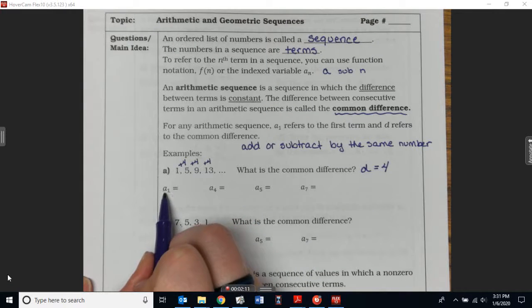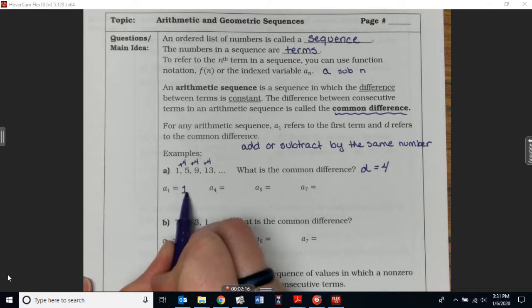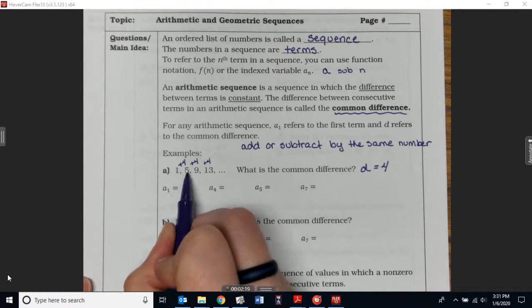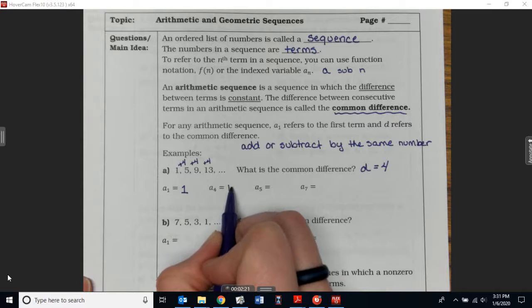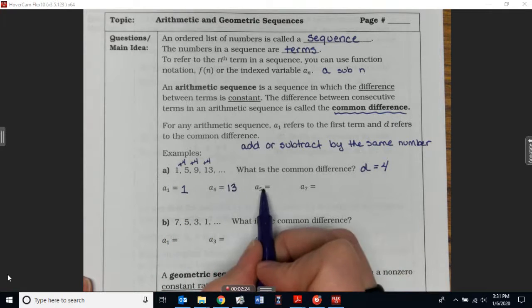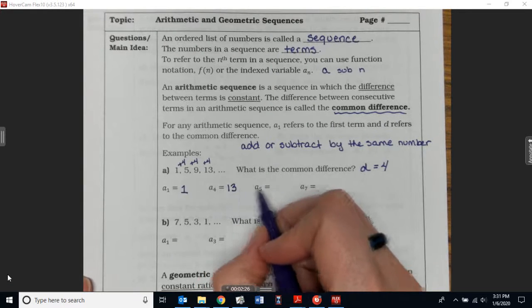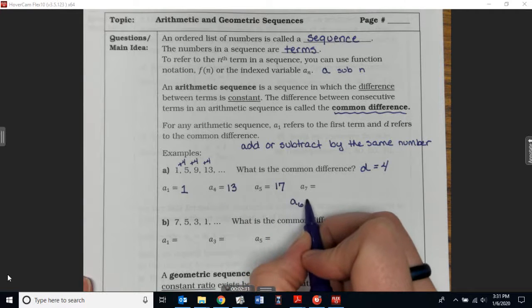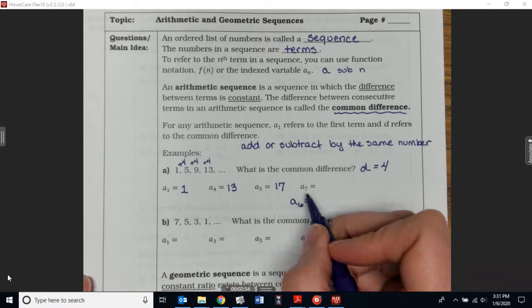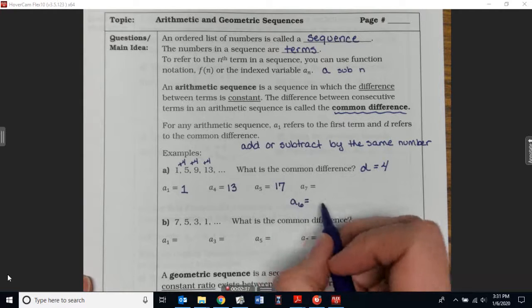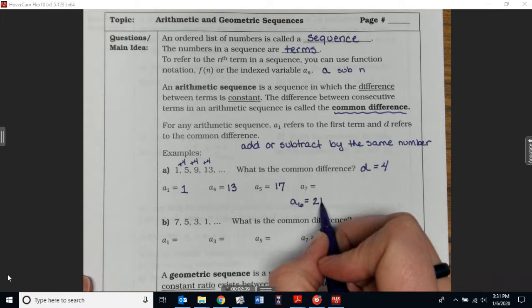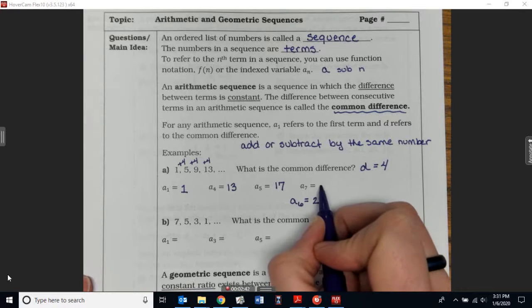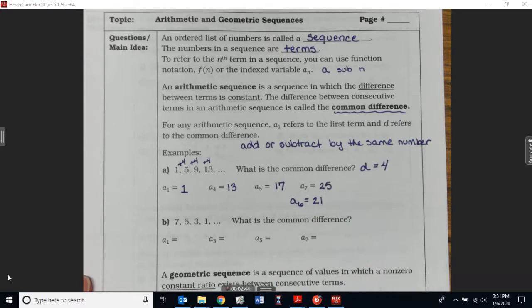Now, we need to make sure that we understand which term is which. So the first term is 1. The fourth term, 1, 2, 3, 4, is 13. And then I need to add 4, and I would get 17. And then it skips the sixth term, but we need to add that in so we know what the seventh term is. So we add 4 to that, and we get 21. And we add 4 to that, and we get 25. So the seventh term is 25.